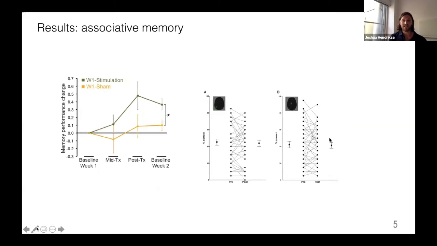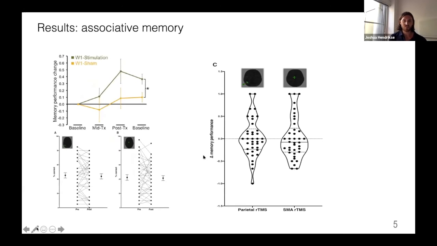To make this a little easier, I've also represented these data as change scores, so normalized relative to each subject's baseline performance, aligning with the results presented in the original study. And again, compared to the effect sizes reported by Wang et al., we did not observe a similar trend. So we did not observe evidence of improvements in associative memory following parietal hippocampal multi-day rTMS.